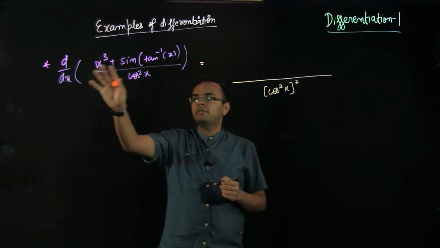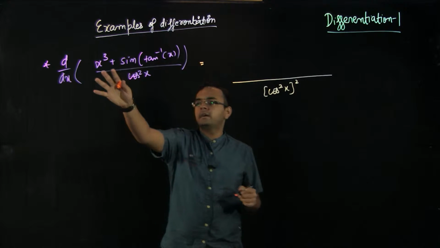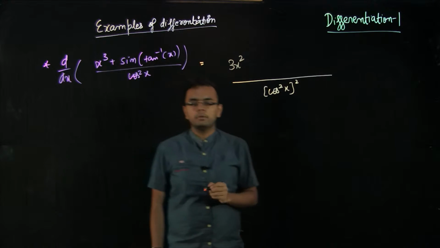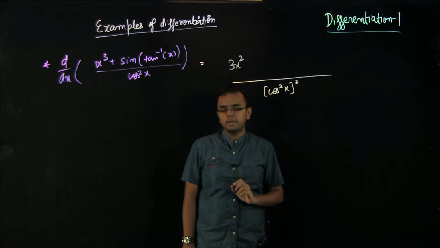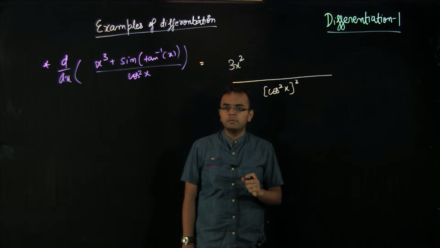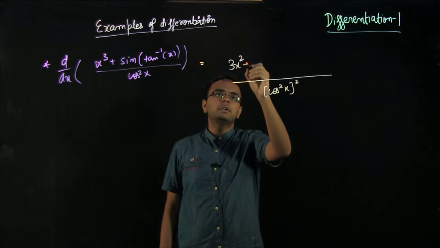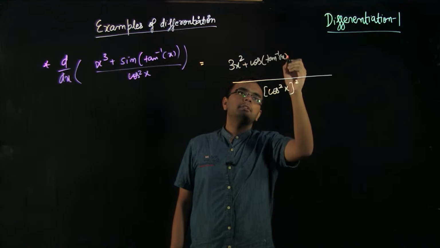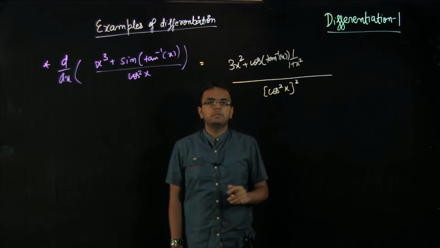If I want to take the derivative of two functions which are added, then you can just add the derivatives separately. So the derivative of x cube is 3x square, because this is n x raised to the power n minus 1 where n is 3. Then sine of tan inverse of x. Whenever you see something like this, you can assume tan inverse x as the argument, so it is a sin x type problem. The derivative of sin x is cos x. So this is cos of tan inverse x, and then you will further differentiate tan inverse x, which is nothing but 1 by (1 plus x square). So this is the derivative of the numerator.